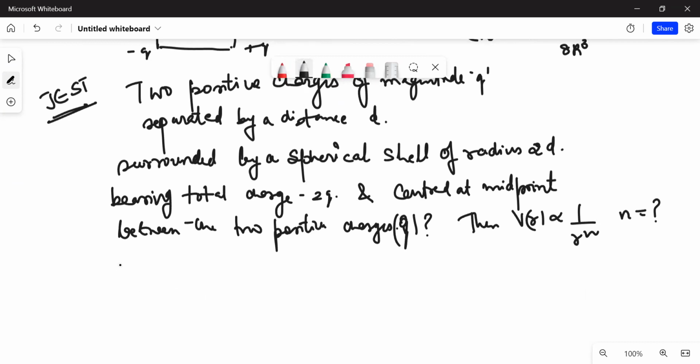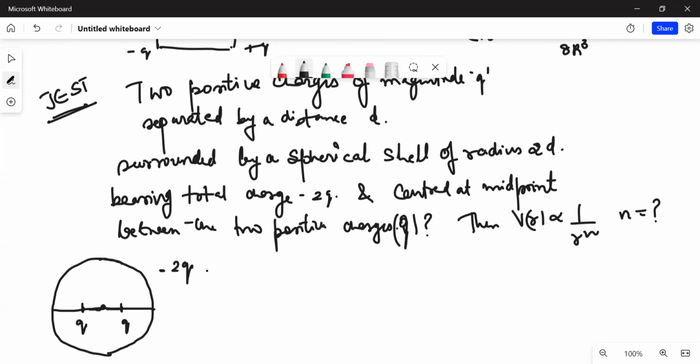It says that there's a sphere which contains a total charge of minus 2q. And the radius is given to be equal to 2d. So this distance is 2d. And its center is at the midpoint of the two charges which were separated by a distance d. So this would be d by 2, this would be d by 2. Is that clear? Yes, sir.